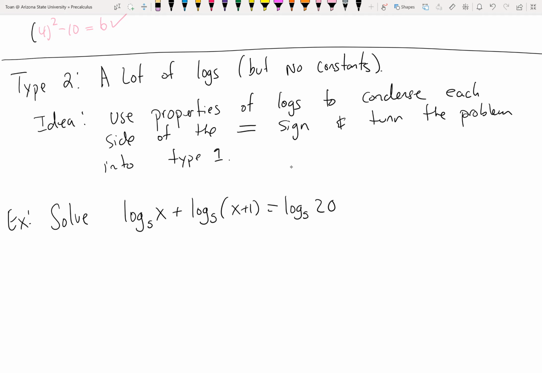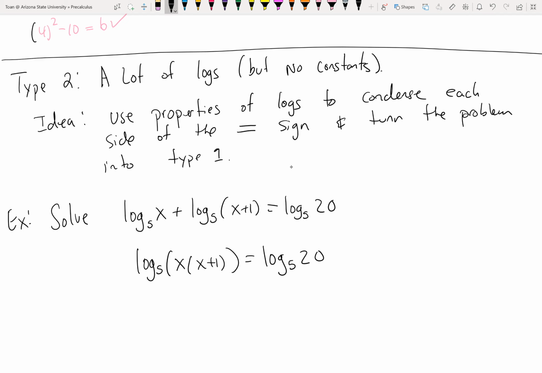So if you have logs everywhere, the idea is just to use properties. Well, you have to know your properties. So turn back to, I think it was 4.4. We made a list. There's only 3 of them. The product property, the quotient property, and the power property. So you must know those. Well, the only place I can apply the property is right here. I have two logs adding to each other, and the property says when you have two logs of the same base adding to each other, you can condense them down as long as you multiply the arguments.